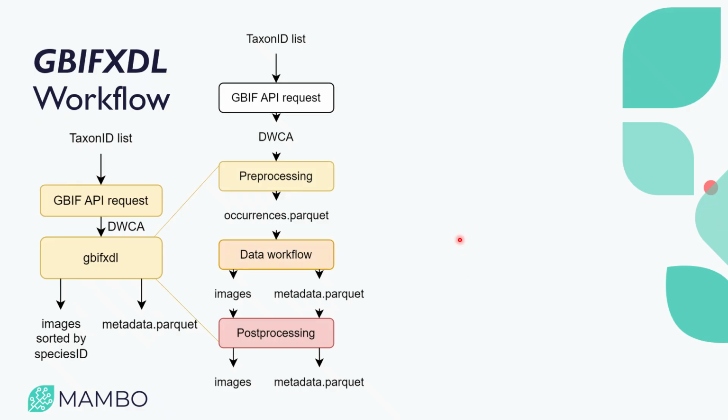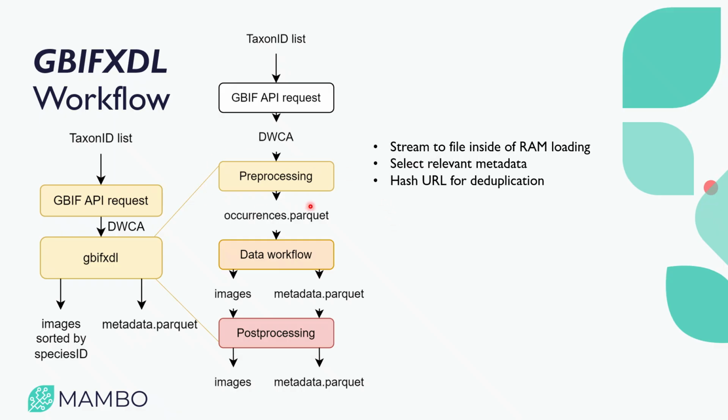This second step actually hides a lot of computational heuristics, so the download is fast, reliable, and cheap in computational resources. We can group them into 3 workflows. The pre-processing workflow streams through the occurrence file in an efficient way to avoid overloading the computer memory. It extracts the occurrence metadata and deduplicates URLs to avoid downloading copies of the same image. The data workflow is downloading the images. It's doing the core of the job. It's doing this in a parallel fashion with a retry strategy, making this process both fast and reliable.